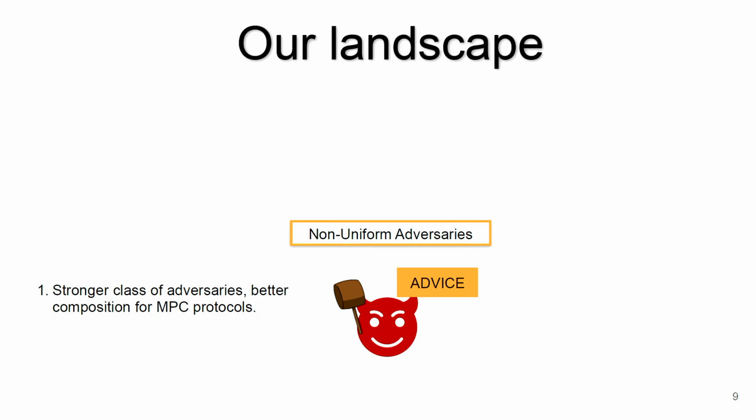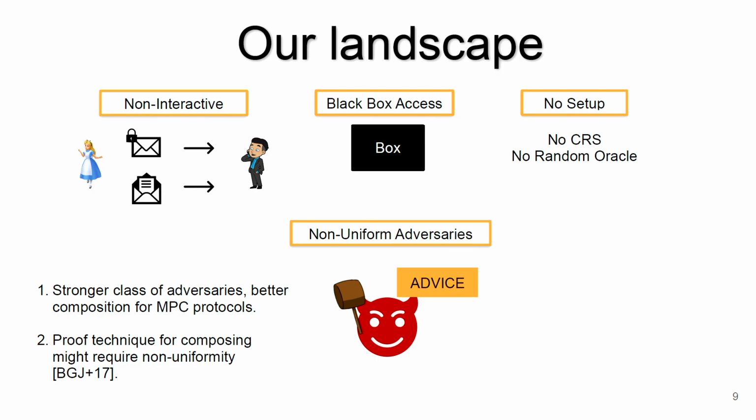If we prove security against non-uniform adversaries, we'll get a stronger composition theorem, because when you use these non-malleable commitments inside your favorite MPC protocol, you're going to get a better guarantee on your schemes. Secondly, sometimes when building these MPC protocols, you might require non-malleability against non-uniform adversaries for the security proof to work out. And just to reiterate, we are in this non-interactive setting where we are making black box use of crypto, and there is no setup, no CRS, no random oracle.